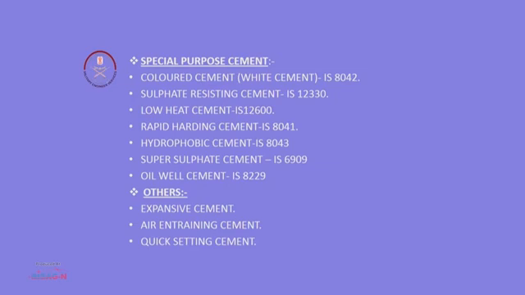Like rapid hardening cement. Generally rapid hardening cement is used in repair types of work because it hardens early, rapidly hard, so it is suitable for repair. Like hydrophobic cement, it is also used in dams, spillways, and underwater construction.